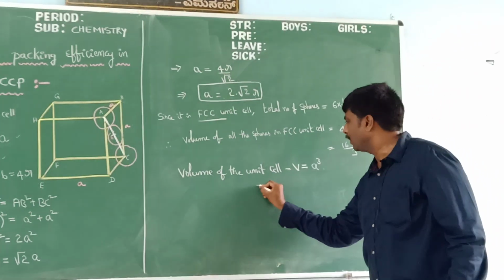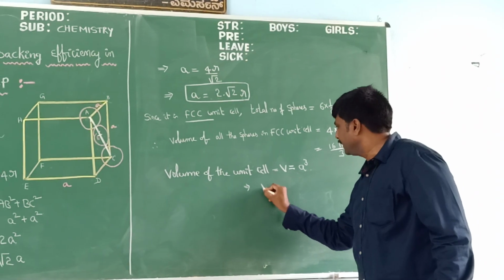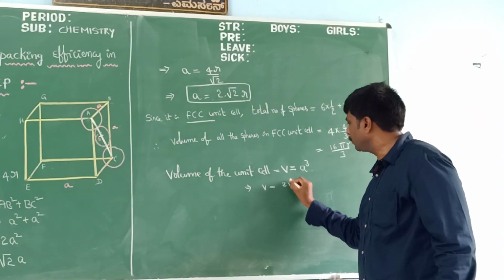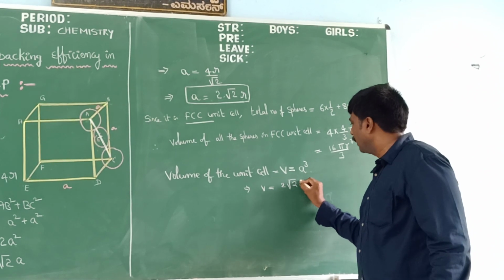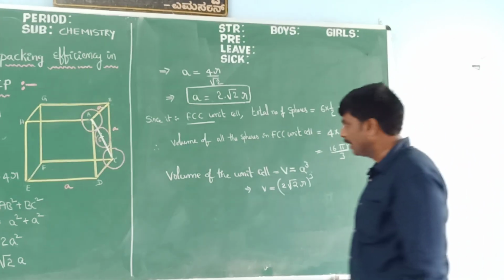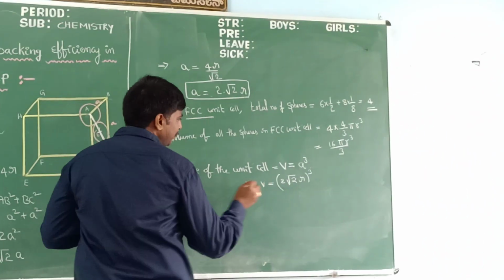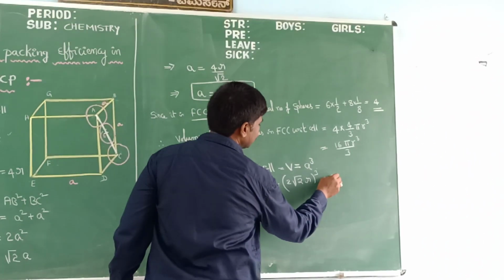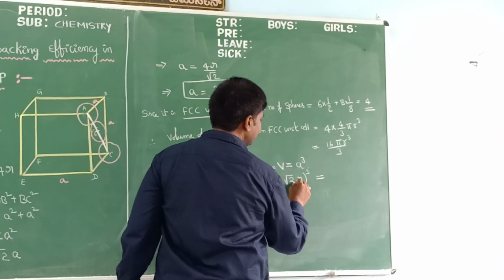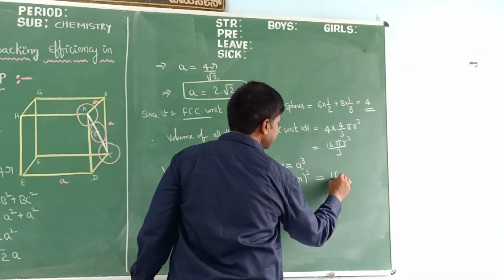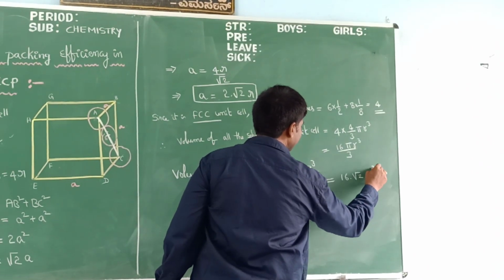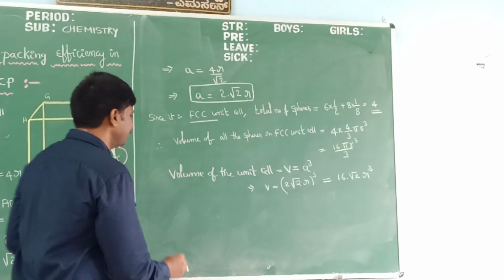That means volume of the unit cell V is equal to a cube. a cube means 2 into root 2 r whole cube. 2 cube is 8, into 2 is 16, into root 2 r cube. So this is the volume of the unit cell.